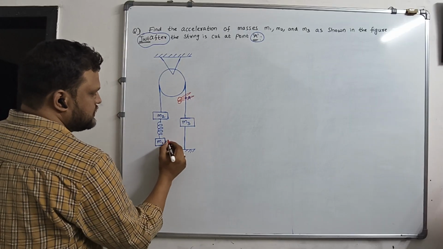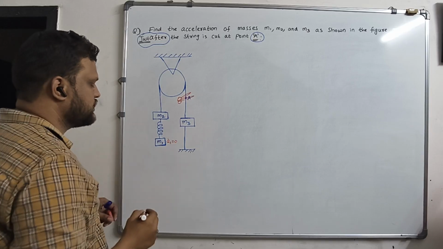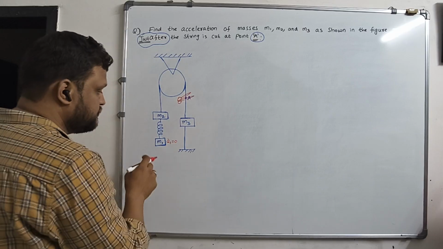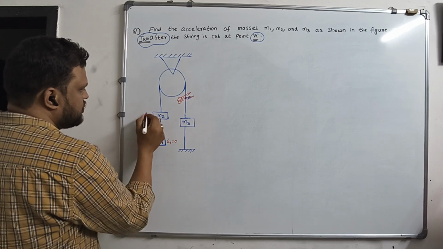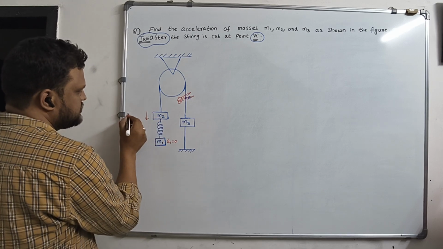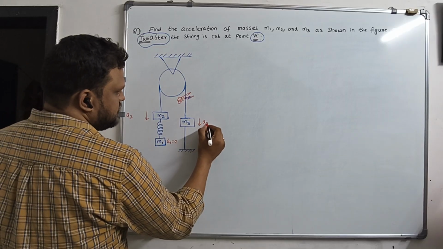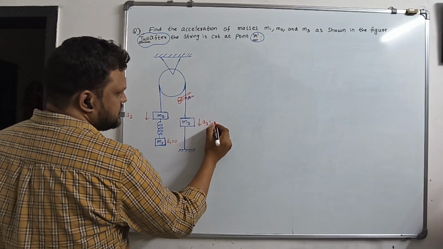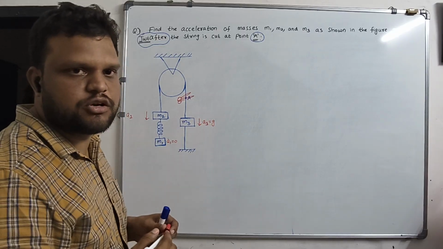Now we have come to know that the acceleration of this M1 block is 0 because of the spring stiffness, which is keeping this block in the equilibrium position. Whereas the M2 block will move downwards with an acceleration A2 and the M3 block also will move with acceleration A3. Already we know that this acceleration A3 equals g, but let us find out mathematically whether it is g or not.